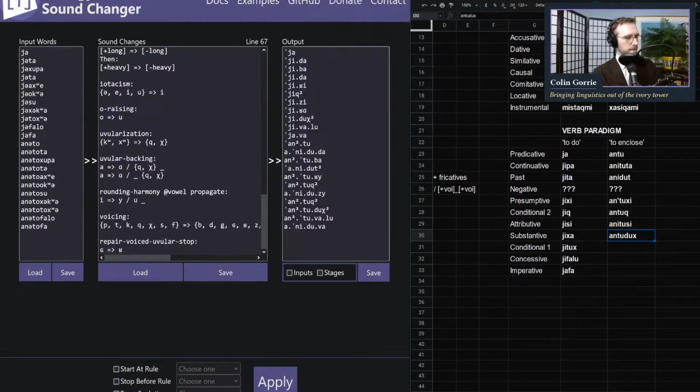And is that correct? No, that's not correct. That's conditional one. Colin, what's wrong with you? Substantive is antuk. So it's actually homophonous with the conditional to. Interesting. Concessive is the falu form, so antuvalu. And then imperative is aniduva. Okay. Ooh, interesting. Did I miss one? Oh, I did. This is wrong. It should be antuba.